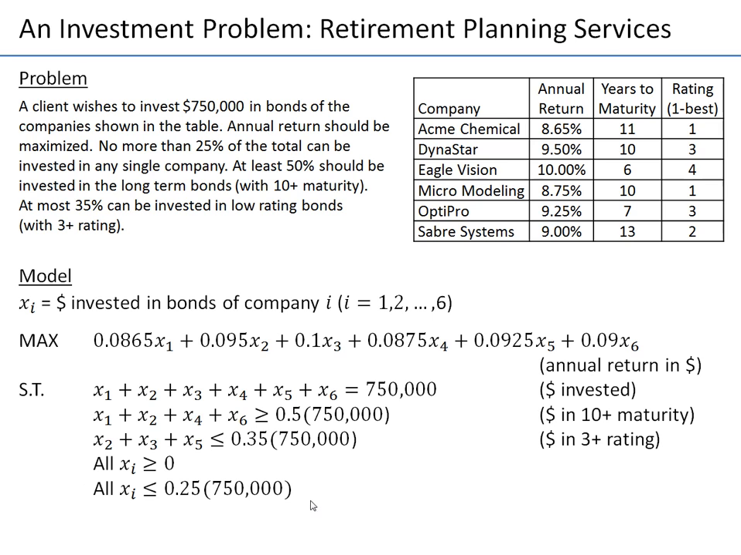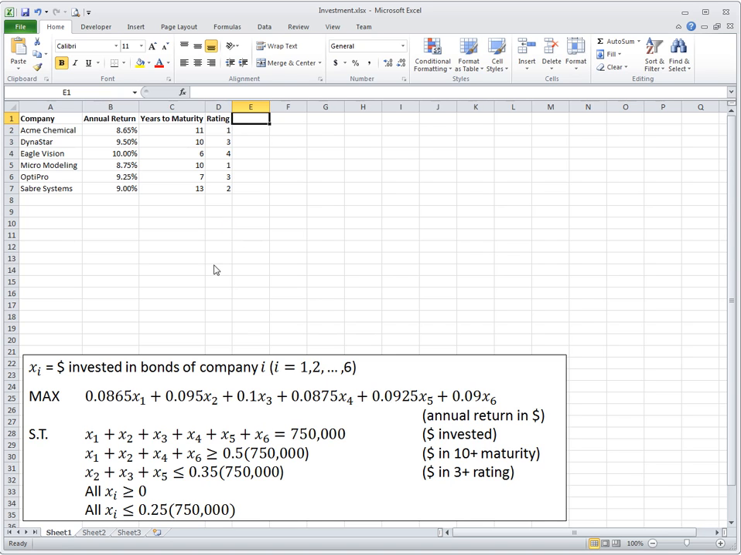Now how do we model this in Excel? So I've prepared here an Excel file which has the data copied. So we see the 6 companies, the returns, years to maturity, and rating. And now we would like to create a model. So first we need the decision variables. I will put here dollars invested. This will be my decision variables.